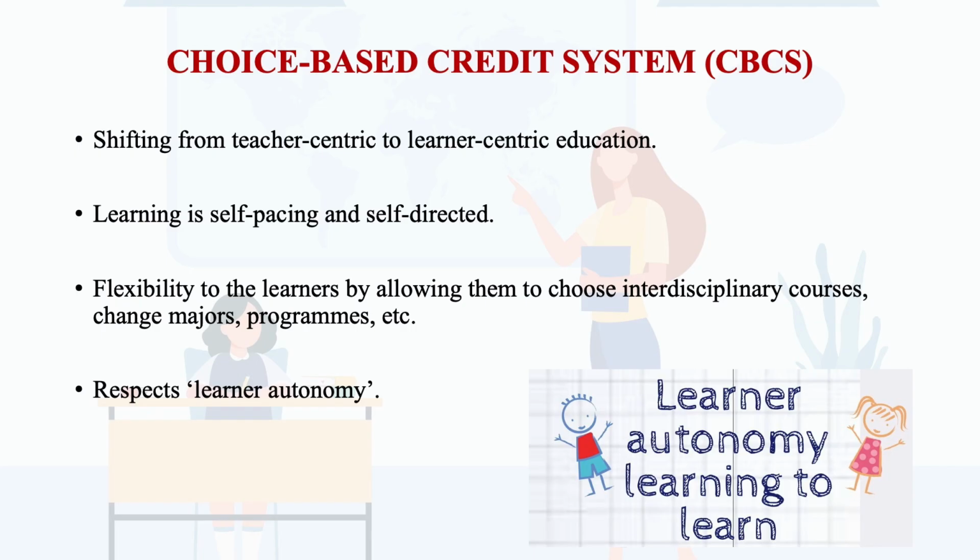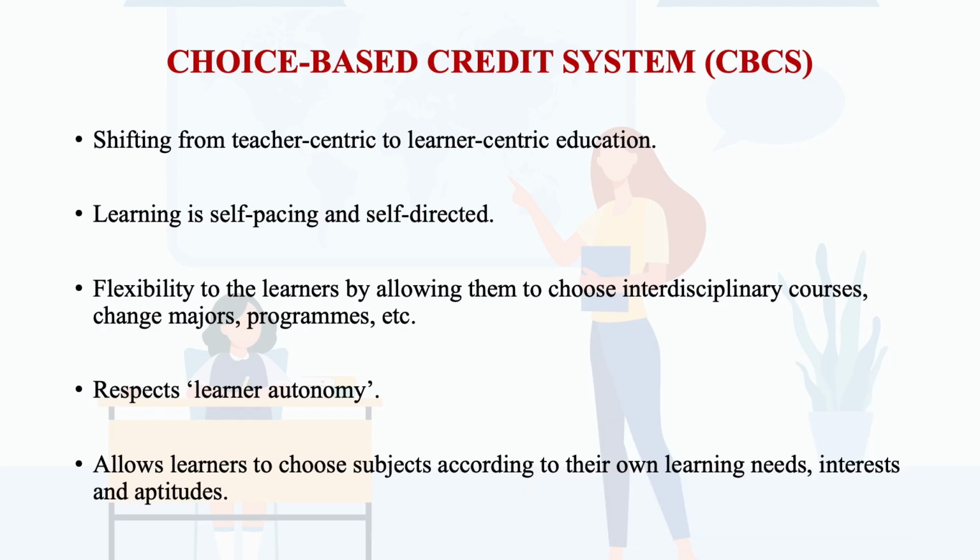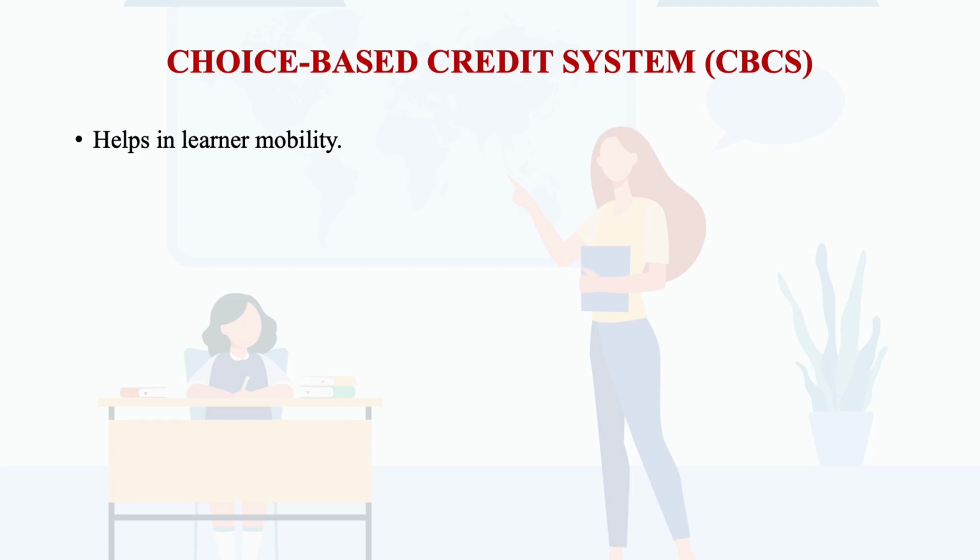Then learners' autonomy is also given importance, that it allows learners to choose subjects according to their own learning needs, interests and aptitude. A management student, or you can say science students, can select a subject of music, can select a subject of accounting. So that facility, that opportunity, should be given to the learners. And further, it helps in learner mobility, that learners can move from one institute to another institute.